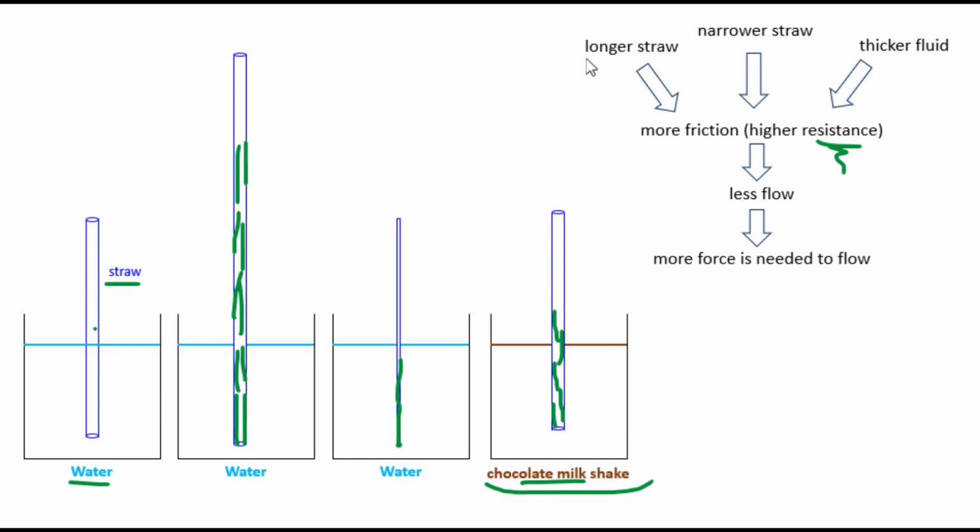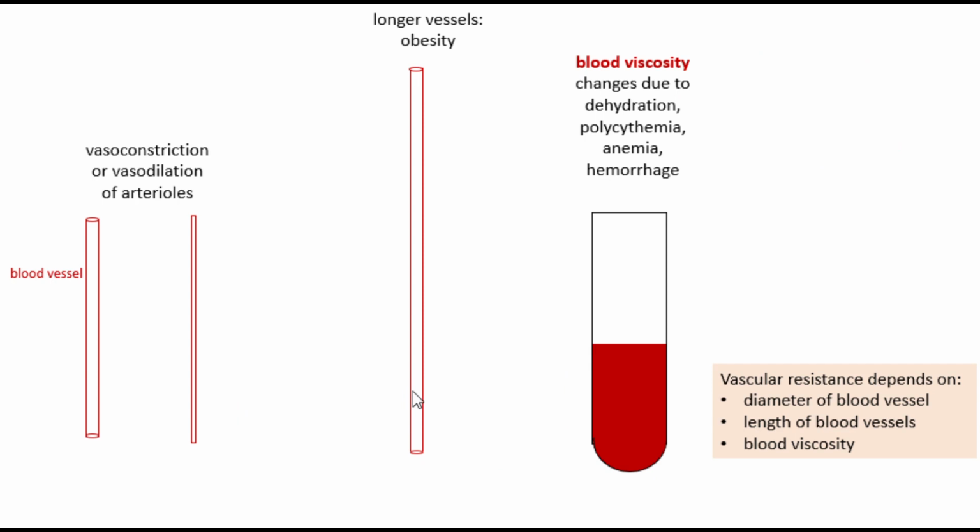So in general, we say that the length, the diameter, and the thickness of the fluid can easily change the resistance, how much friction we experience between the fluid and the wall of the tube. And as a result, the flow would be different. So now if we relate it to blood vessels and blood, clearly we know that when blood vessels are dilated, there is less friction between blood and the wall of the blood vessel. Resistance is low. However, when blood vessels constrict, friction between blood and the wall of the blood vessel would increase.